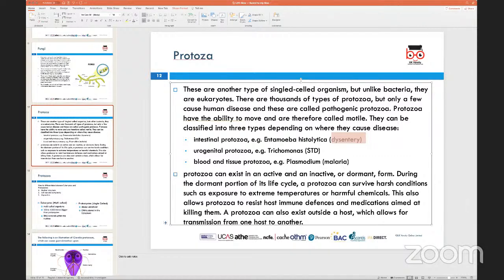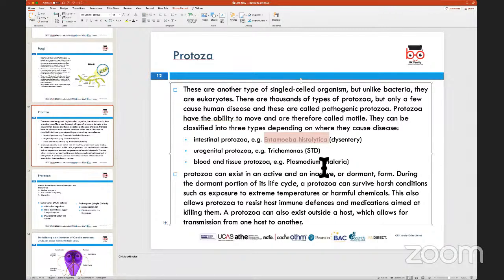Now, this is not caused by a bacteria. This is not caused by a fungi. This is not caused by a virus. This is caused by a protozoa. And that protozoa is called Entamoeba histolytica. And this causes a disease in the human body called dysentery.